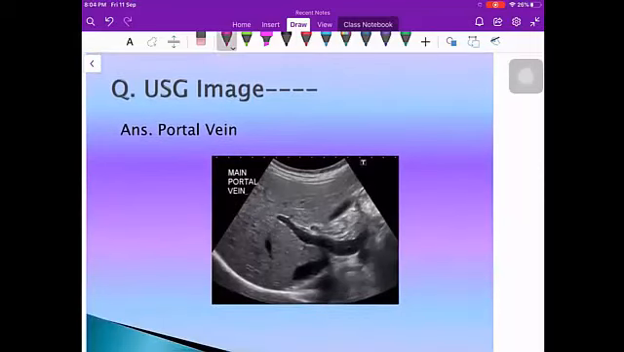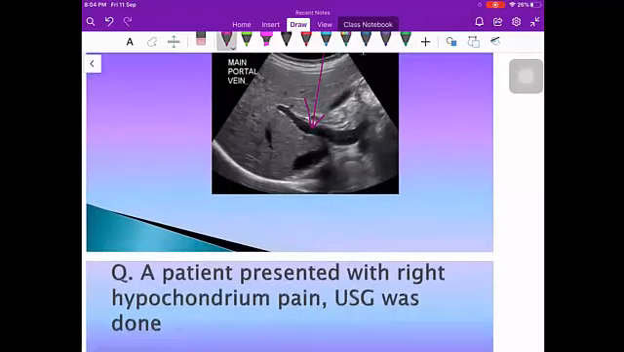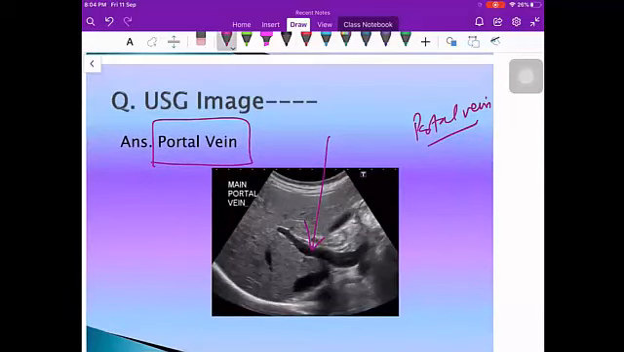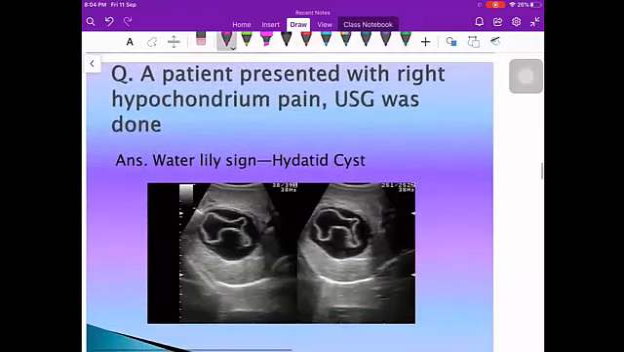Next, there was an ultrasound image given, and the arrow was marked. So this was a portal venous image, portal vein. This ultrasound must have been done in a patient who presented with pain in the right hypochondrium or with gallstones or something or the other. Ultrasound must have been done in this case, and it showed the image of the portal vein.